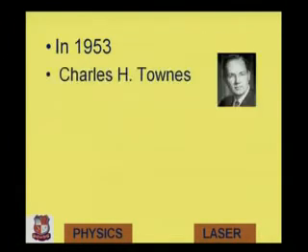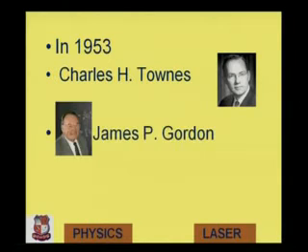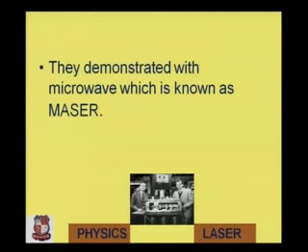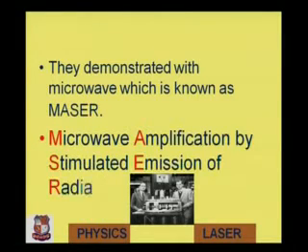So in 1953, these three gentlemen, Charles Townes, James Gordon and Herbert Zeiger, demonstrated this thought of Einstein by using the microwave. They demonstrated the principle of stimulated emission by using the microwave, which is known as the maser, which is the microwave amplification by the stimulated emission of radiation.